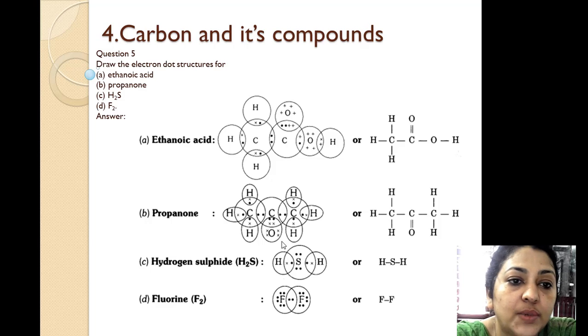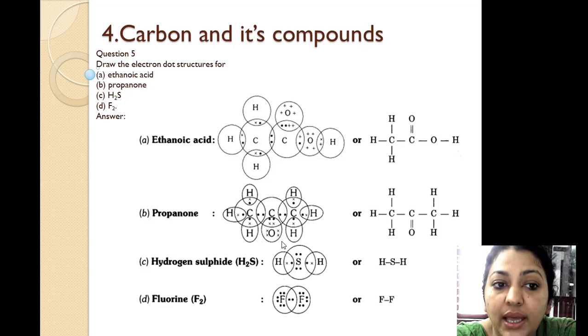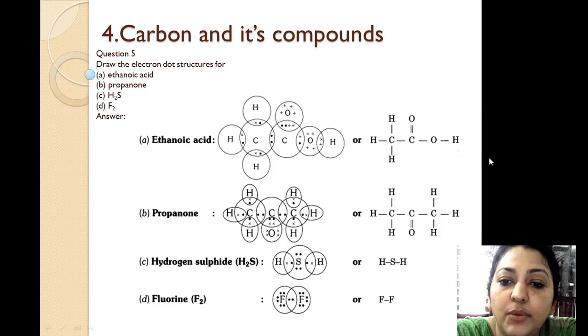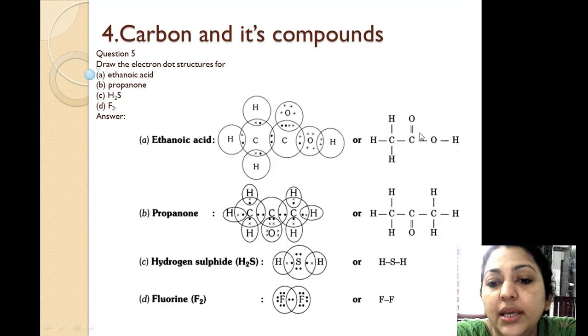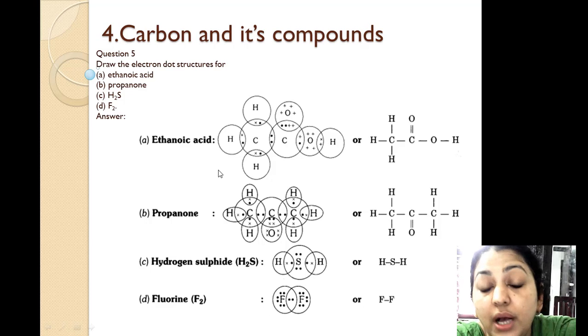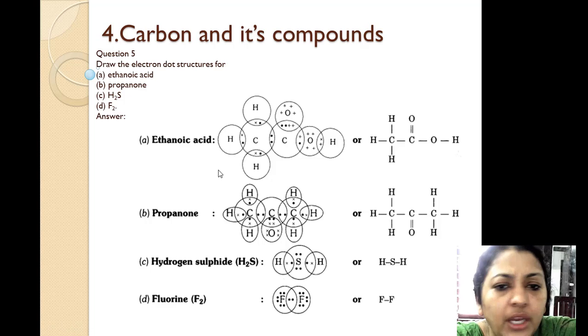Now this is question number 5. Draw the electron dot structure for ethanoic acid, propanone, H2S (hydrogen sulfide) and the fluorine molecule. If you know the structural formula of any organic compound, it is very easy to draw the electron dot structure. So whenever you are asked to draw an electron dot structure of any compound, first write the structural formula, then move to its electron dot diagram.